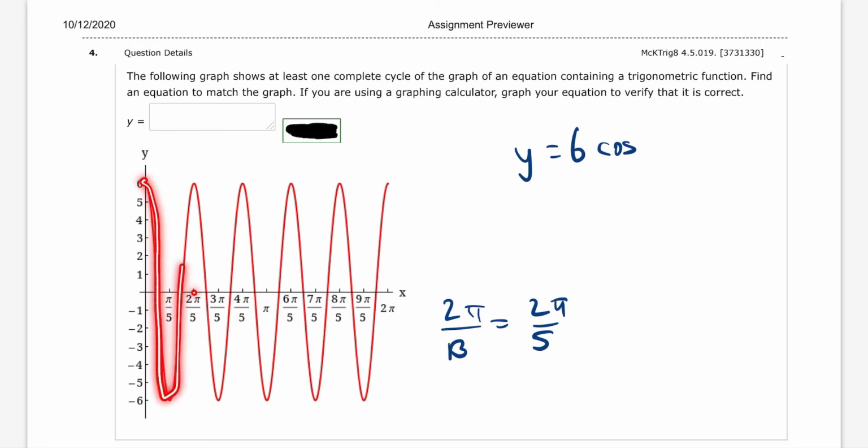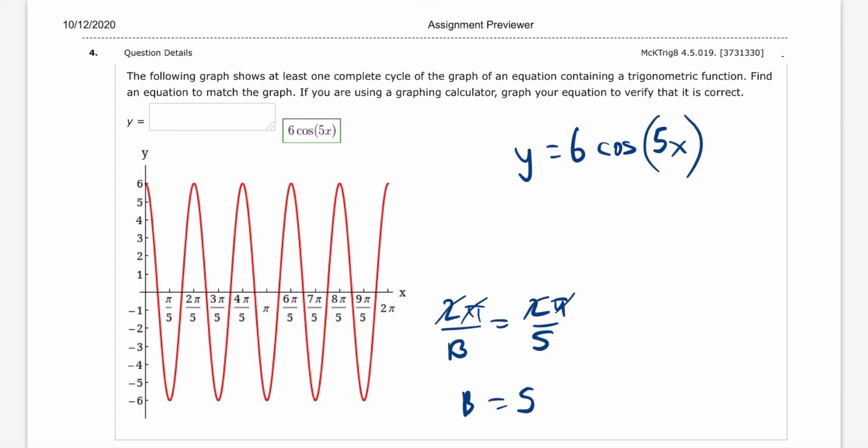That's one complete cycle or one complete period. So now we have to solve this equation. All right, we can cancel out the 2 pi's and then basically take the reciprocal of both sides, which is b is equal to 5. So that would be 5x. That would be our final answer.